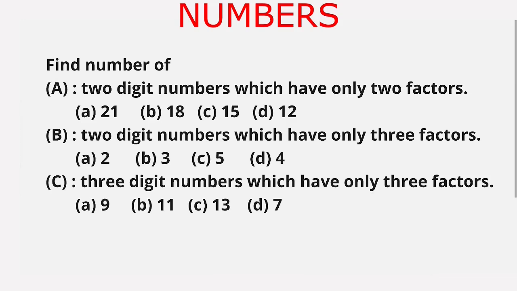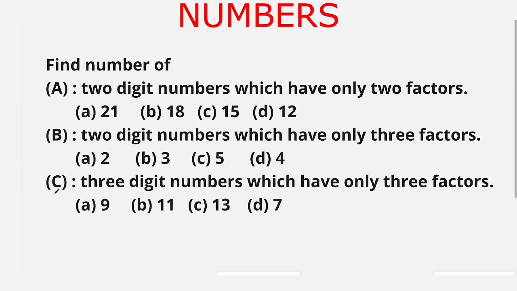Our question is, find number of part A, 2-digit numbers which have only 2 factors. The given options are option A 21, option B 18, option C 15, option D 12. Part B, 2-digit numbers which have only 3 factors. Option A 2, option B 3, option C 5, option D 4.